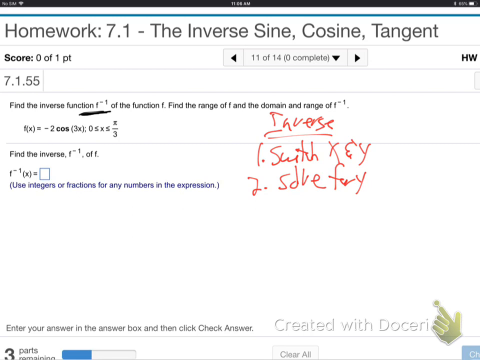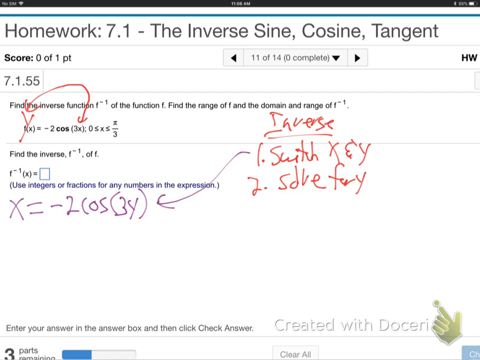So, inverse functions. All right, so here we go. f of x is y, isn't it? That's basically y. So the first thing I'm going to do is switch x and y. The y will go where x is. The x will go where y is. So my first step, I will have x equals minus 2 cosine 3y. Is that making sense? I switched x and y.